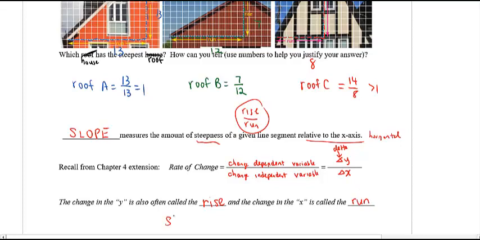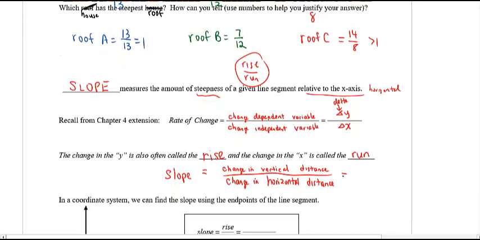So now we have this idea of slope being equal to the change in the vertical distance divided by the change in the horizontal distance. And if that is too much of a mouthful for you, that's why we say the change in the vertical distance is the rise, the change in the horizontal distance is the run.